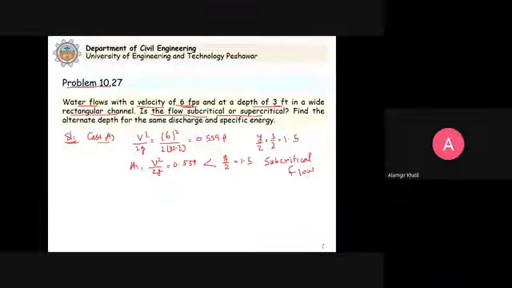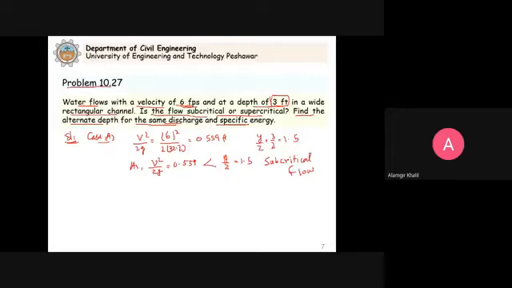Now the next part of this problem is to find the alternate depth for the same discharge and specific energy. If we have the same discharge and consider the same specific energy, then what is the alternate depth? One is this depth of flow which is given to us, so what is the alternate depth of this? That is possible. Clear? For the same discharge and for the same specific energy.